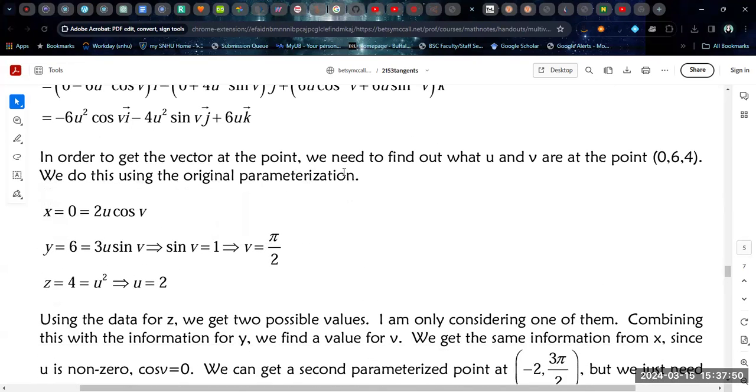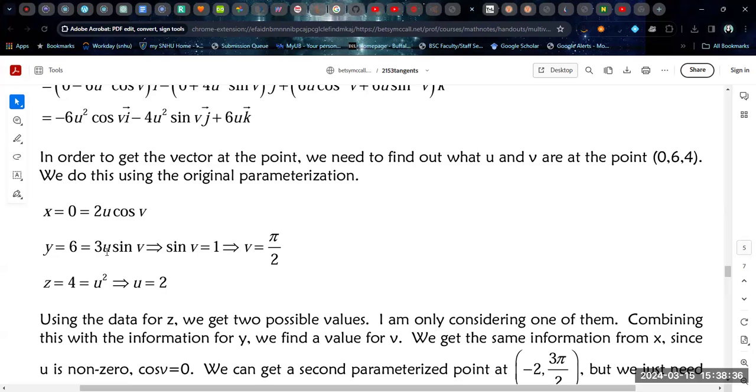Now, to get the vector at that point, we need to find out what u and v are. Again, this is x, y, and z. So we're going to set each of our equations equal to these values and then try to evaluate where this would be the case. Now, the easiest one to solve for, it actually turns out, is this one, because u squared is equal to 4 means that u is either going to be 2 or minus 2. And then we can use the other two equations to pin that down.